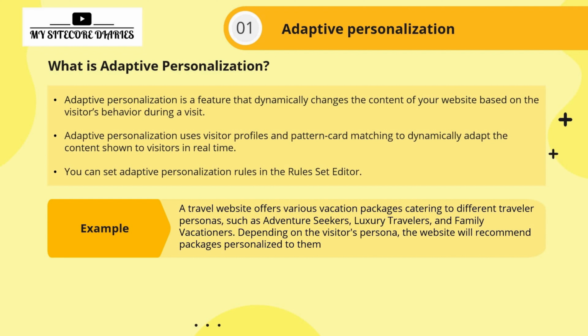So what is the example here? You have a website which is related to travel. So you have set up different personas like adventure seeker who is going for trekking, that is a different persona. Then you have luxury travelers, then there are people who go with a family, so that is family vacation. So depending on who is visiting your website, you provide the packages to the visitor. So that kind of personalization is called adaptive personalization.